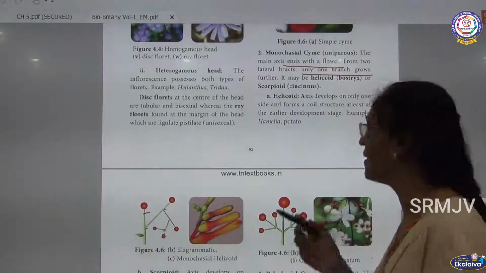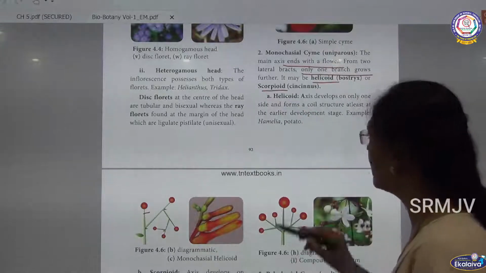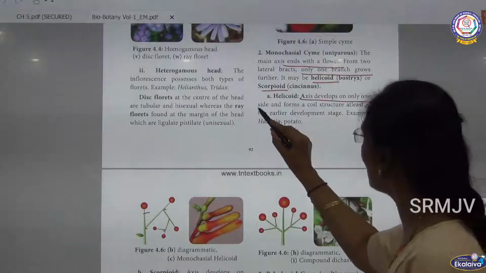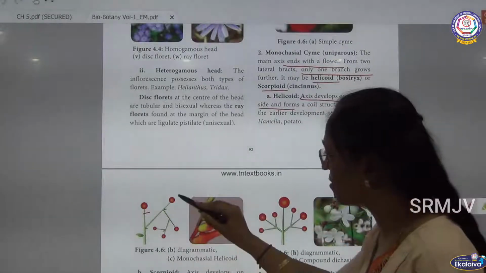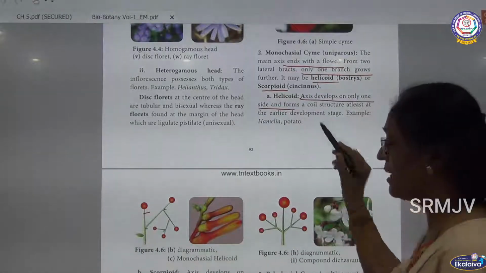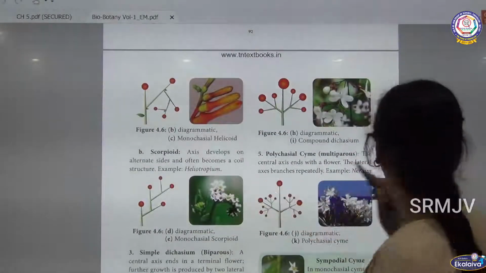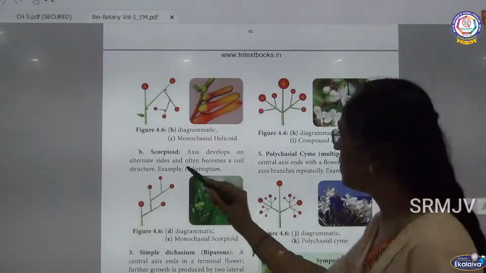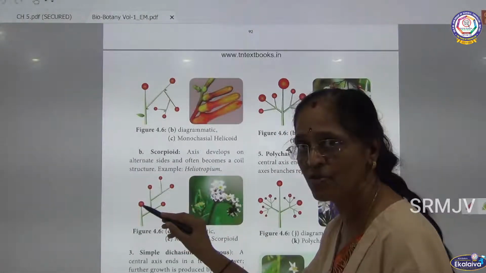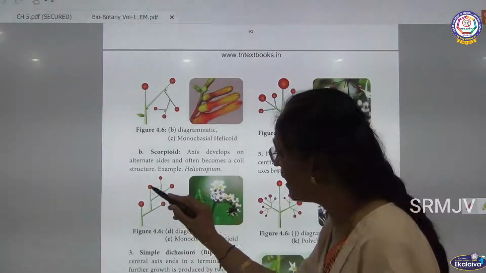And these two forms are there. One we call helicoid and the other we call scorpioid. In a helicoid cyme, the axis develops on only one side and forms a coil structure. You will find it here and then it branches, so you call it helicoid. But in scorpioid, you will find that the main axis develops on alternate sides. So this is the main axis which ends with a flower, and this is the branch, and again.